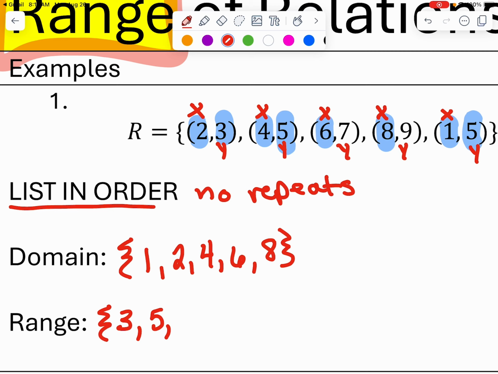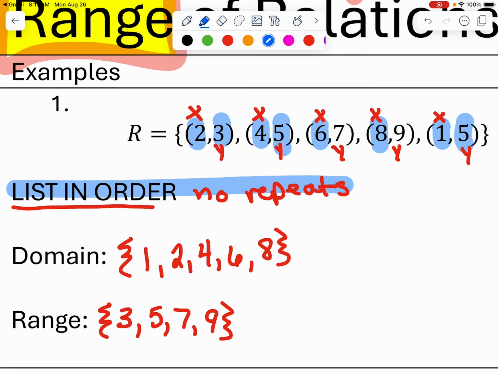Do not put repeats. And then 7 and 9. And whatever you want to do, make sure you know that it has to be in order with no repeats. And that's how you list your domain and range. These are unique single points, so we write them like that.